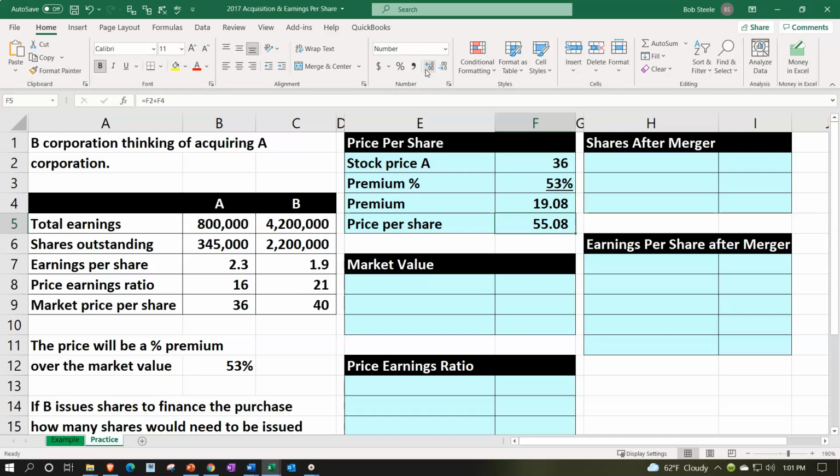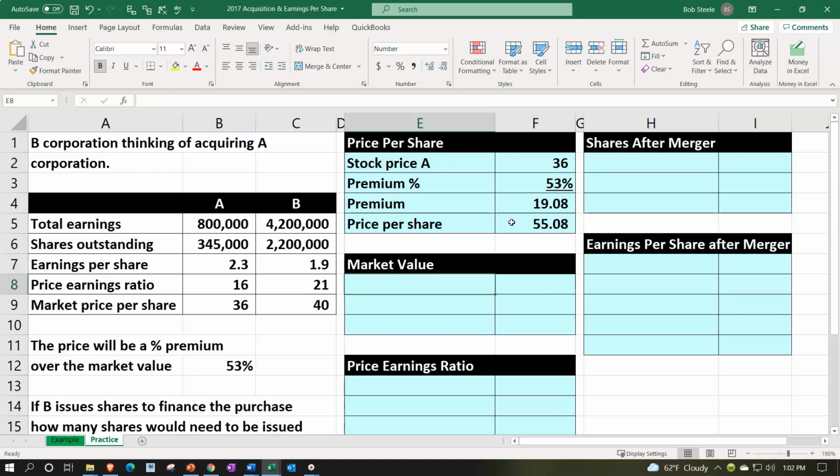Obviously, remember that when we're thinking about the market price, the value of the corporation on a market basis, we would take the market price times the number of shares that are currently out there. That's what the market is basically determining the market price to be. We're going to be paying 53% over what the market price is, which we're determining now on a share by share basis, meaning that we would be purchasing for 55.08 per share.